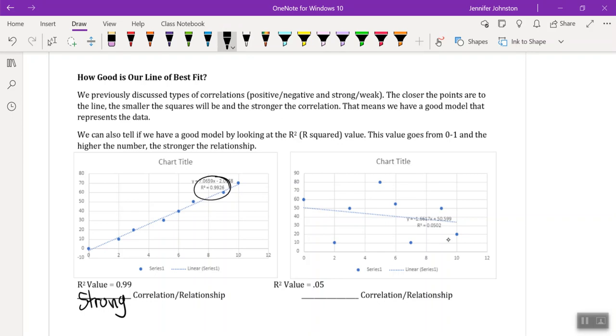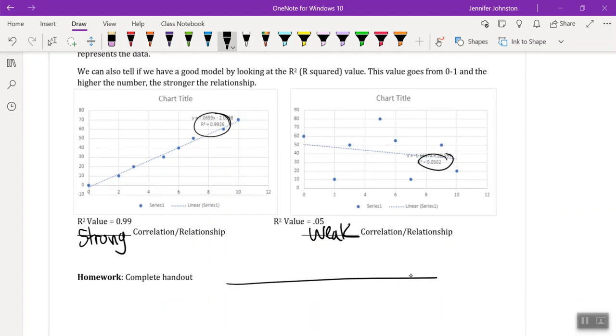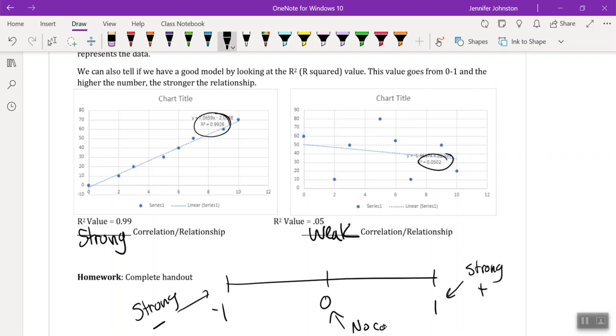Meanwhile, here we see the points are scattered everywhere, and we have a very low R squared value, so this is a weak relationship. Our correlation goes between -1 and +1. This would be your strong positive. This would be your strong negative. This right here would be no correlation. And then the weak is kind of between this space and this space.